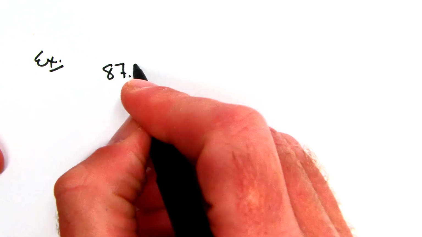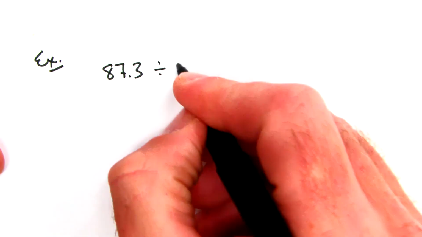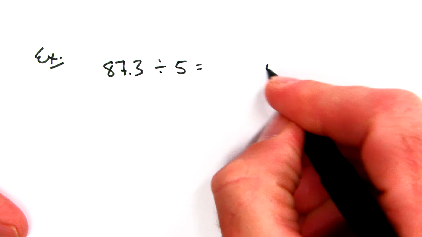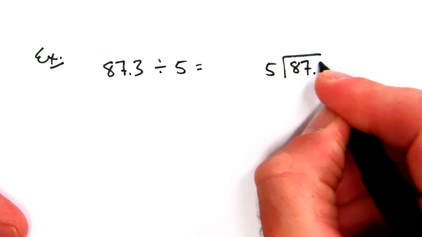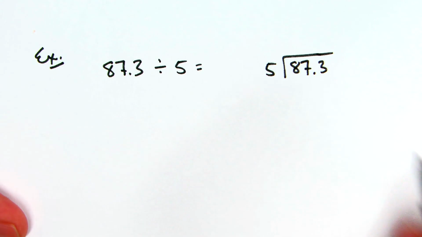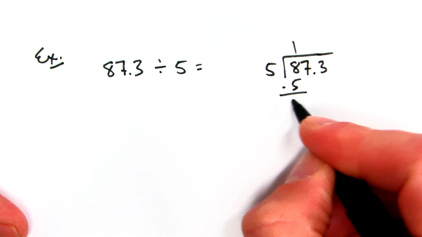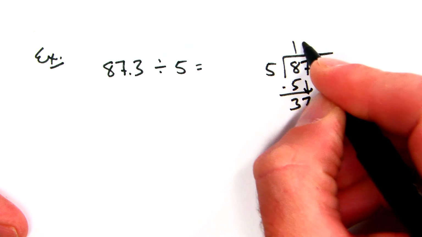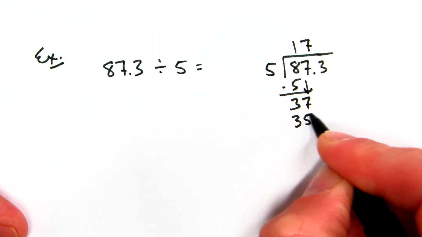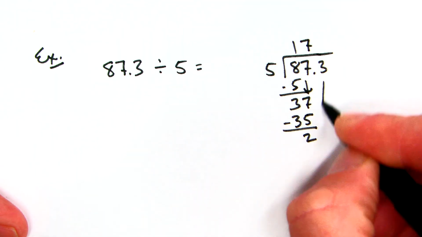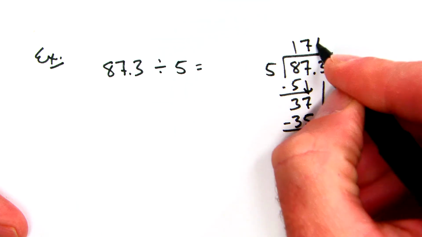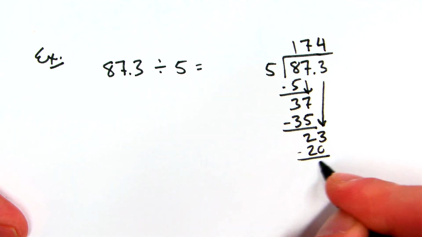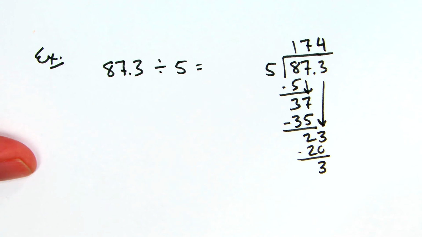One more example for decimals as the dividend. Let's take 87 and 3/10, and we're going to divide that by a factor of 5. So we'll go ahead and set it up in our bracket, and then we solve. Goes in once, difference of 3, goes into 37 7 times, difference of, well, multiply that, difference of 2, goes into 23 4 times, difference of 3. Ooh, now what do we do?